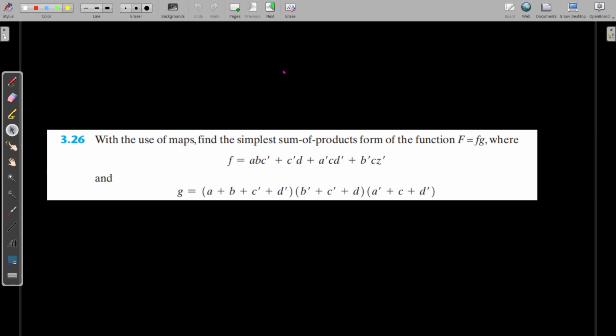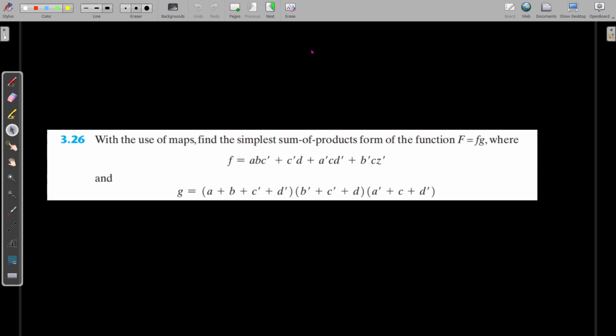Hello everybody, this is another new kind of problem in which we are asked to find the SOP form of two Boolean functions added together. In that, one function is in SOP, another is in POS form. This is problem number 3.26 from Digital Design by Morris Mano's 5th edition.